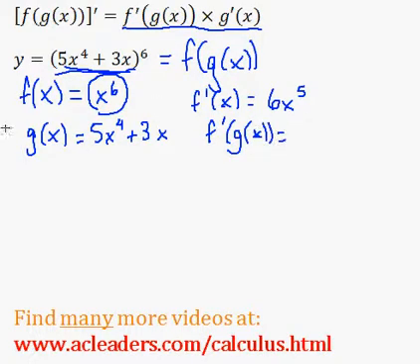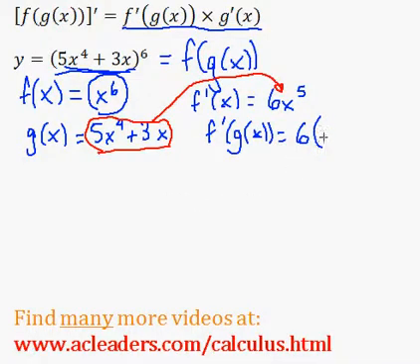All we need to do now, because we already have f prime of x, is to plug in g of x for the x in f prime of x. And we get 6(5x^4 + 3x)^5. So that's f prime of g of x.